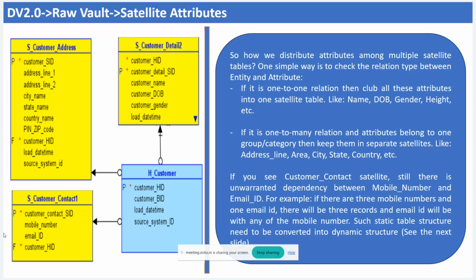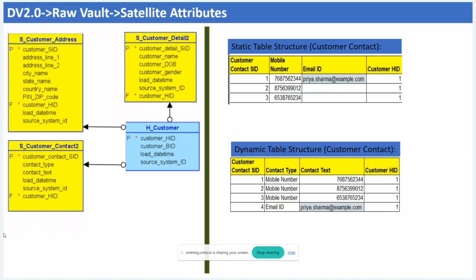Sometimes we know that there are some attributes with a one to many relation, but the number of attributes is very small. So we design this kind of satellite table, which again is not proper, and I don't prefer this approach. Instead, for this static table, which has 1 or 2 attributes related to one particular entity or group, I keep it in a separate table, but I make the table structure dynamic instead of keeping it static. That you can see in the third slide. So here you can see I have taken customer contact.